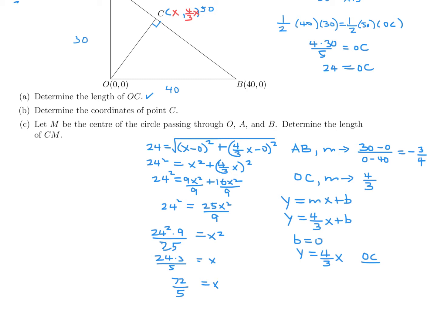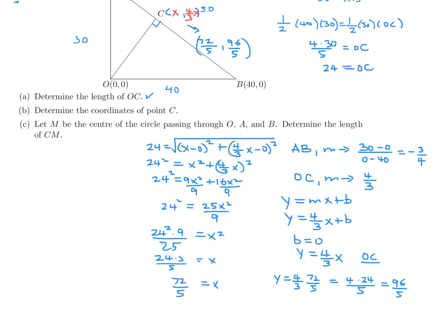Now we have to figure out y. And I guess I just substitute into here, right? So y would be equal to 4 over 3 times x, which is 72 over 5. So that's 4 times 72 divided by 3, which is 24, over 5. So that's 96 over 5. Okay, so that means this coordinate is (72 over 5, 96 over 5). Okay.